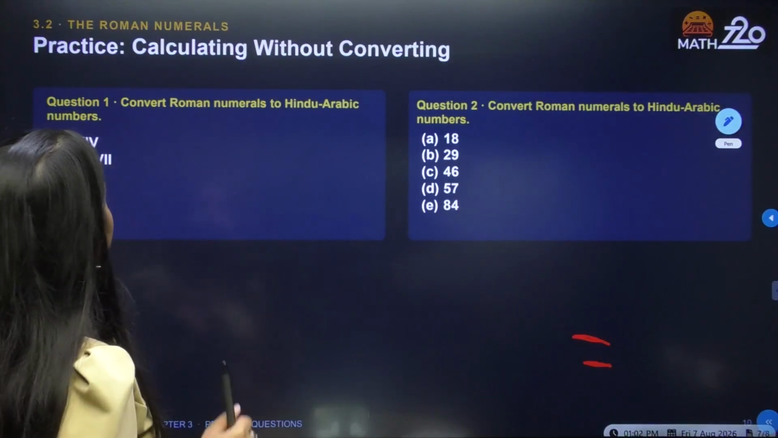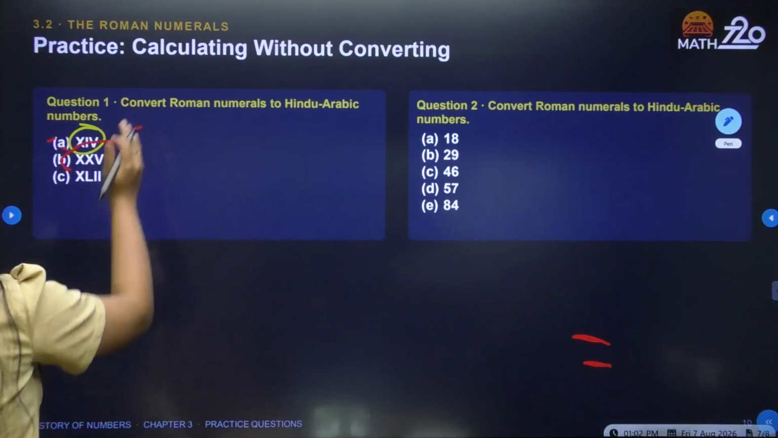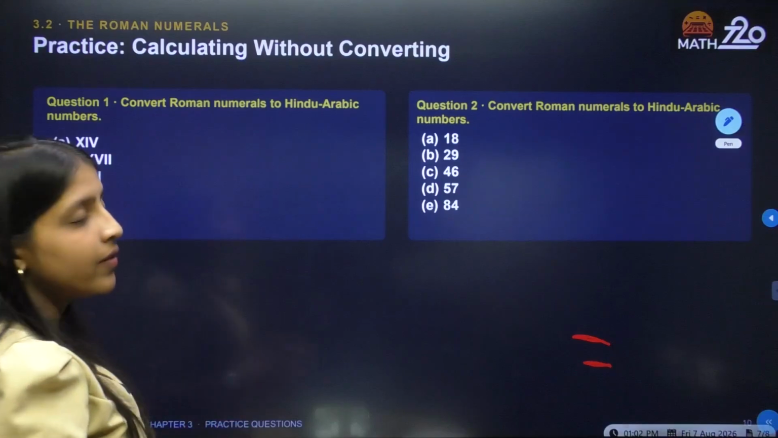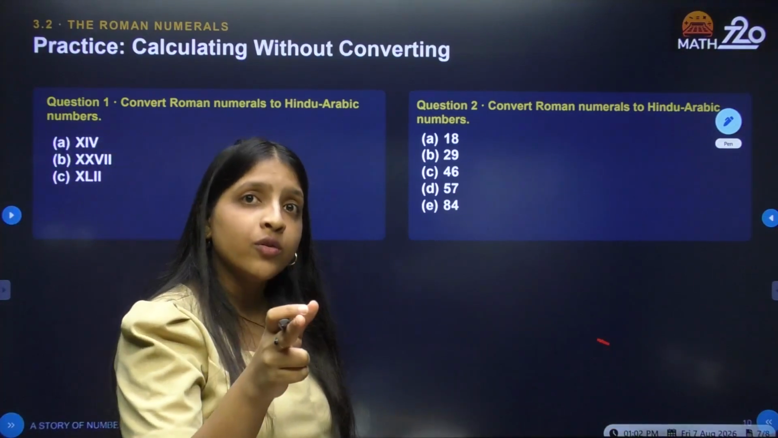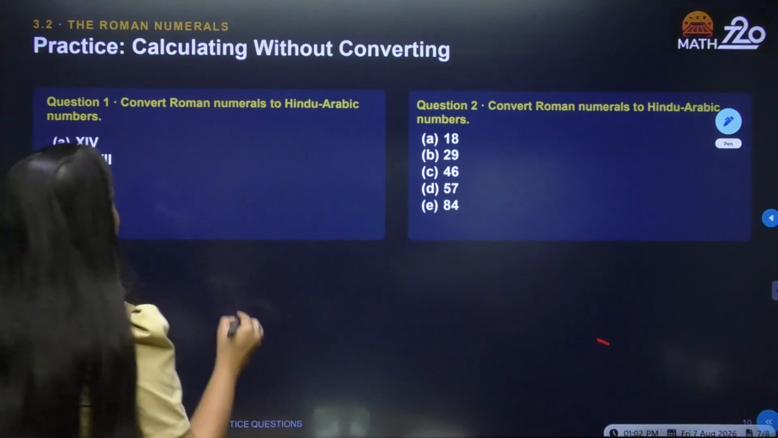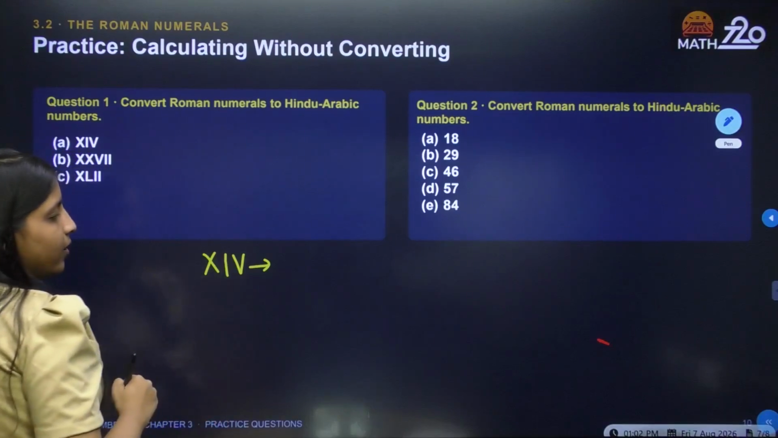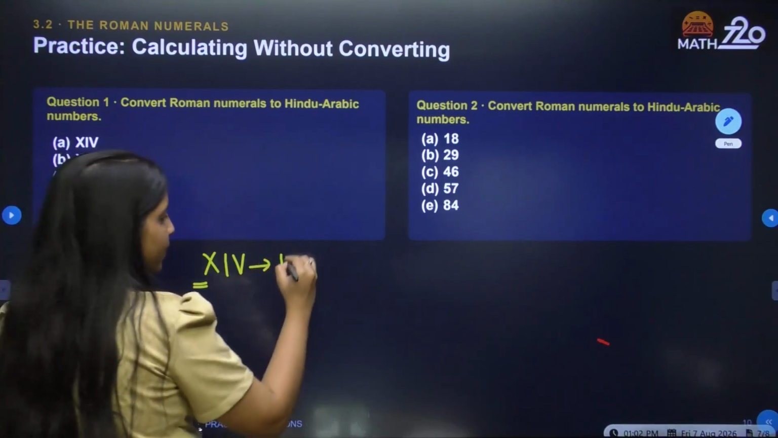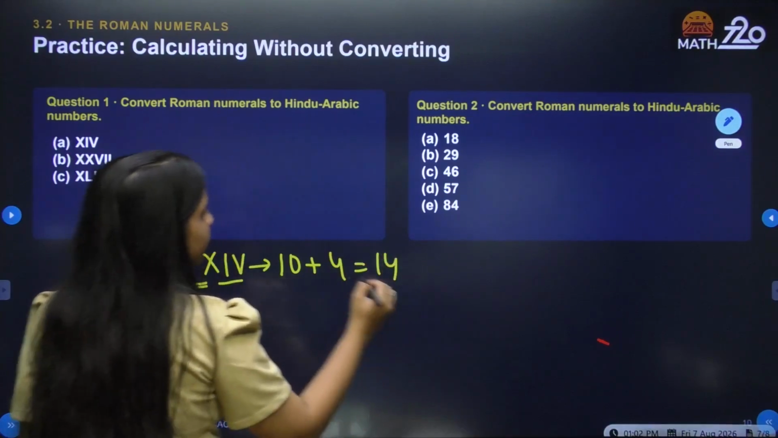You need to convert Roman numerals to Hindu Arabic numbers. Now you have the vice versa or reverse question. The Roman form is given. You have to convert that Roman form into a number. First question is this. Try to solve it out. Can I say it is 10? It is 4. 10 plus 4 is 14. 14 is the answer.